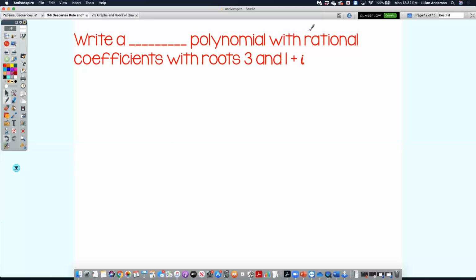It's going to be a cubic polynomial, or 3rd degree, because my zeros are 3, 1 plus i, and also 1 minus i. It's not written, but it is there. They always come in pairs. So how do you write this polynomial with rational coefficients?